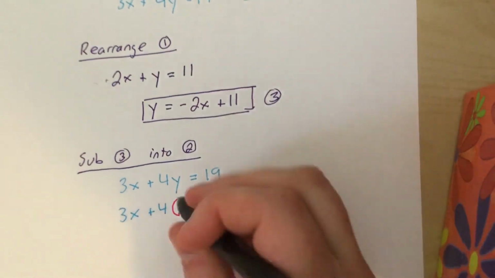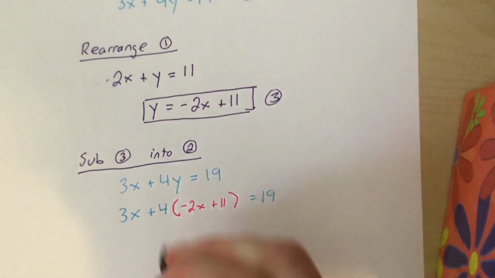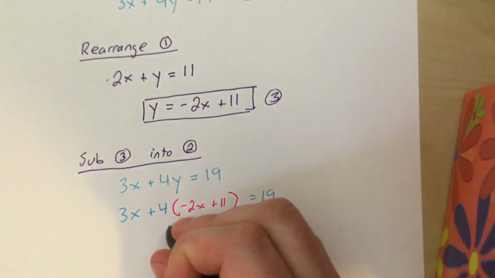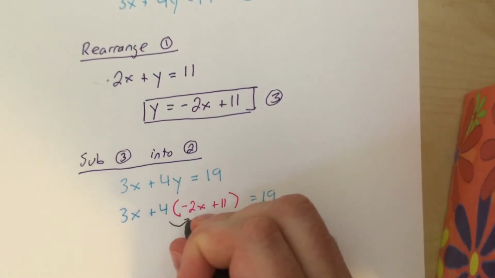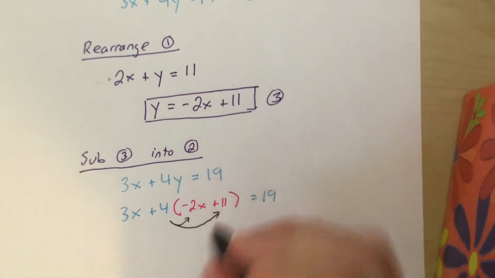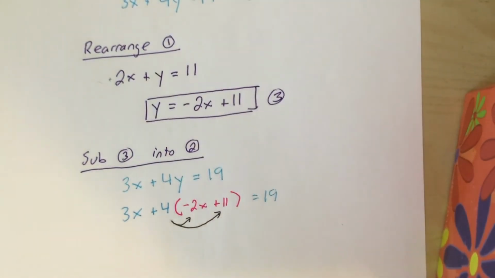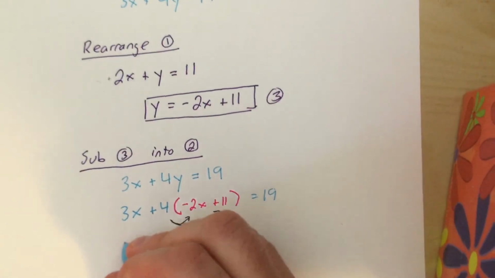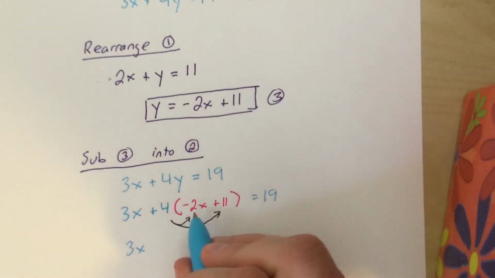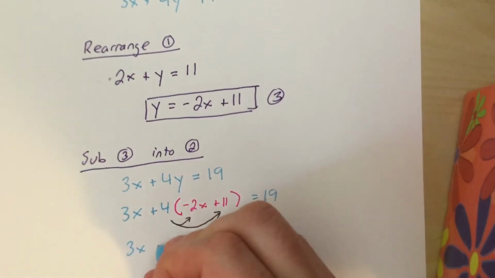When there's a number in front of a bracket, you may or may not recall from 3 weeks ago when we left off on school, that this number multiplies into both things in the bracket. So what we have is our 3x, 4 times negative 2. You could use your calculator if you want.